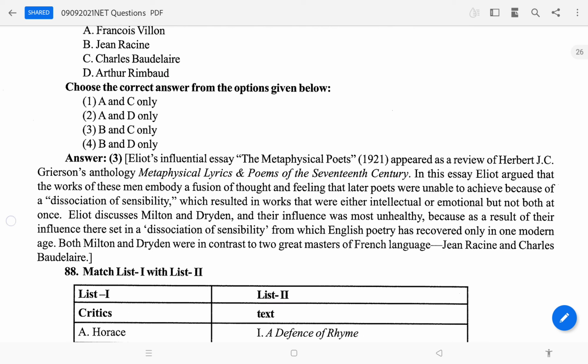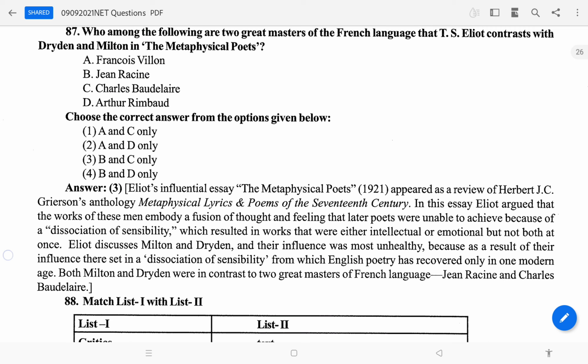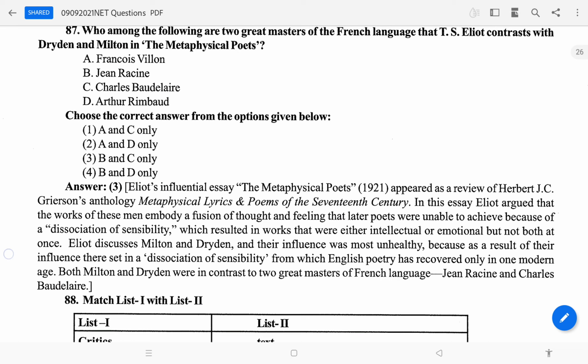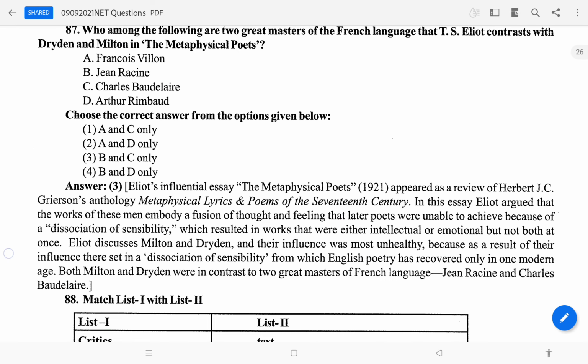Eliot's influential essay, The Metaphysical Poets, 1921, appeared as a review of Herbert J.C. Grierson's anthology, Metaphysical Lyrics and Poems of the 17th Century. In this essay, Eliot argued that the works of these men embody a fusion of thoughts and feelings that later poets were unable to achieve because of dissociation of sensibility.